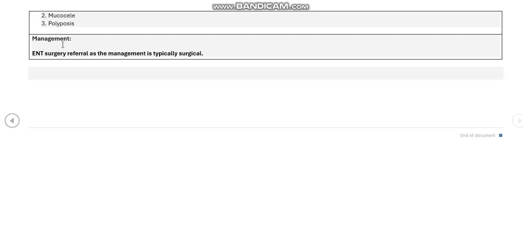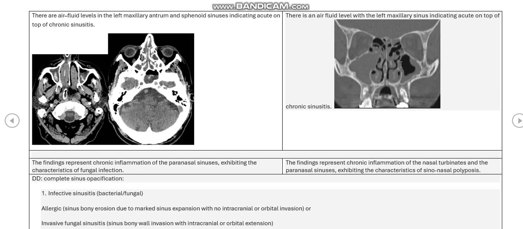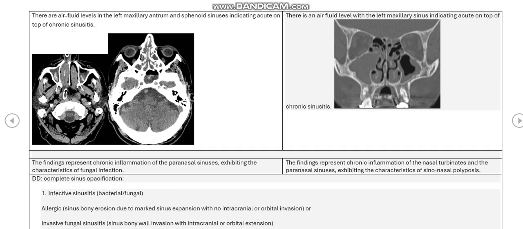The management: both lesions need to be surgically removed, especially the fungal infection of the sinuses. So it needs ENT surgery referral, as the management is typically surgical. So I think that's it.